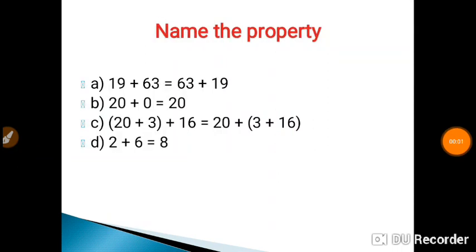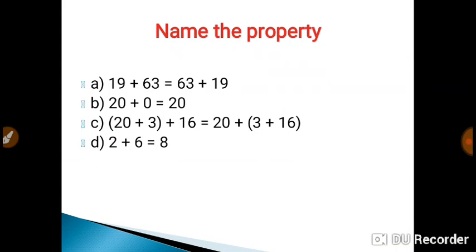The next question is to name the property. Here you can see that some questions are given in which you have to identify the property of whole numbers. So the first question is 19 plus 63 is equal to 63 plus 19. It means same numbers are added in different order. Do you remember which property this is? Yes, this is the commutative property of addition of whole numbers.